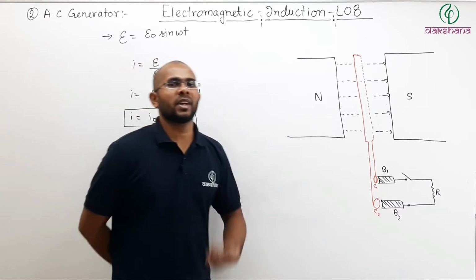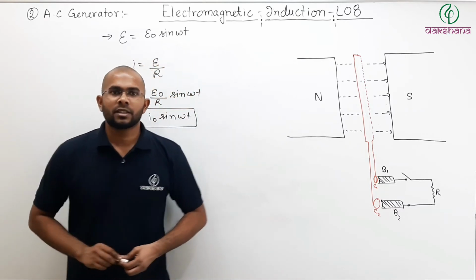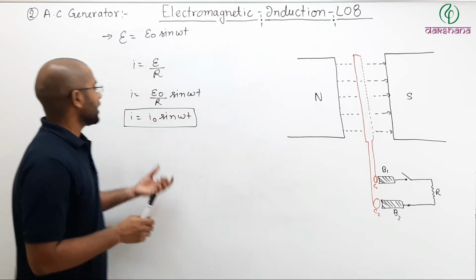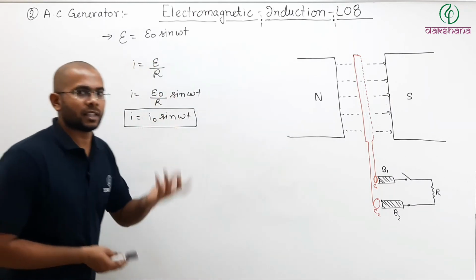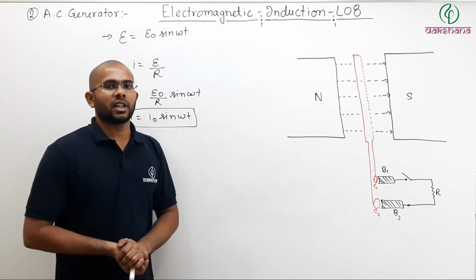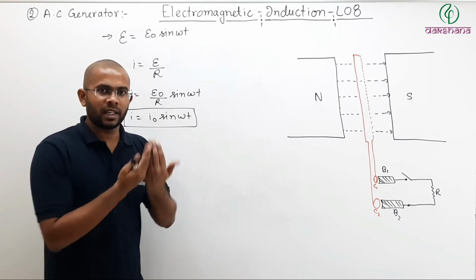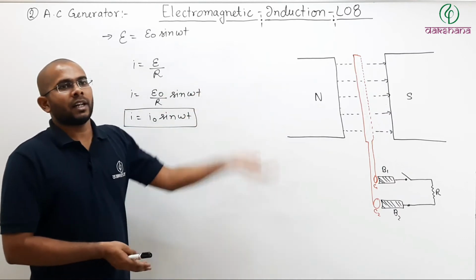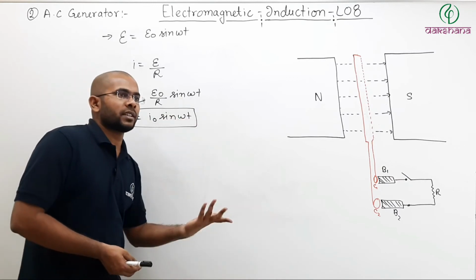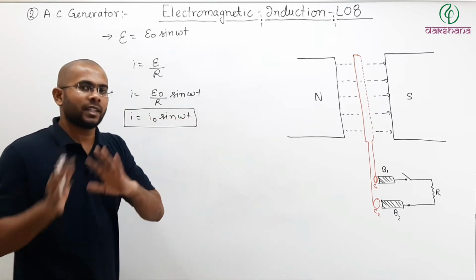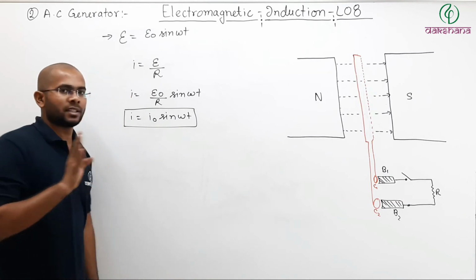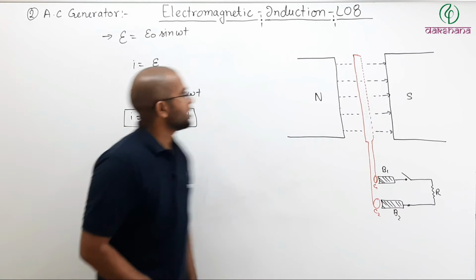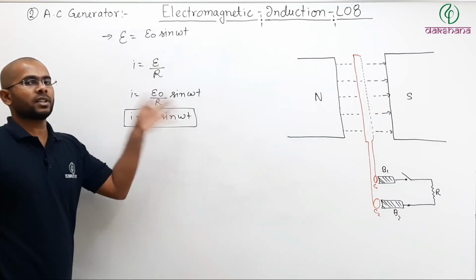So if your EMF varies sinusoidally, then your current also varies sinusoidally. Here, if EMF is a sine function, current is also a sine function. Later on, when we study AC circuits in detail, we will see that it is possible that EMF varies as sine and current varies as cos, or EMF varies as cos and current varies as sine. That can happen, but we will study that under the AC chapter. Right now, with an external resistance R, EMF is a sine function and current is also a sine function.